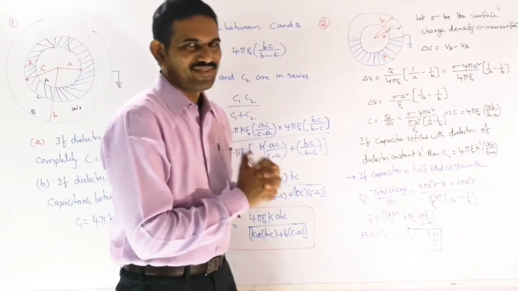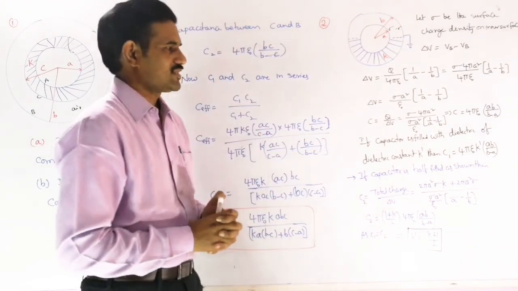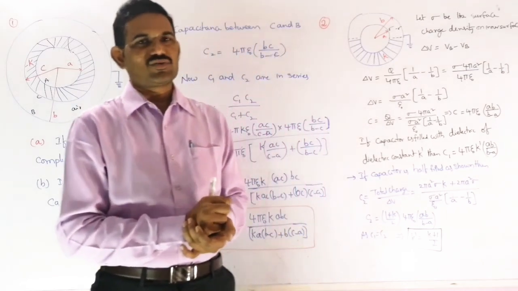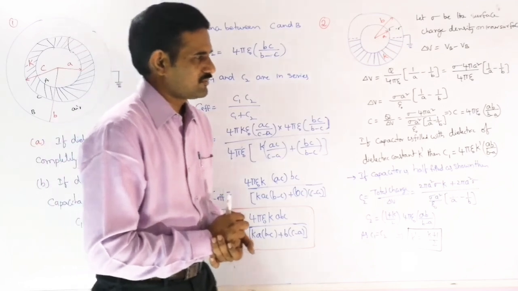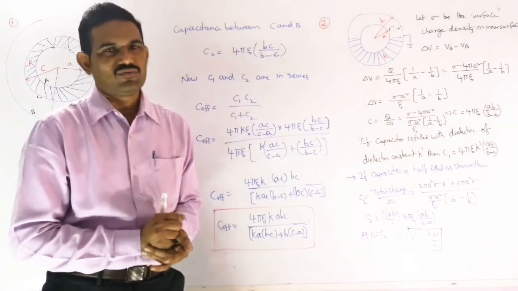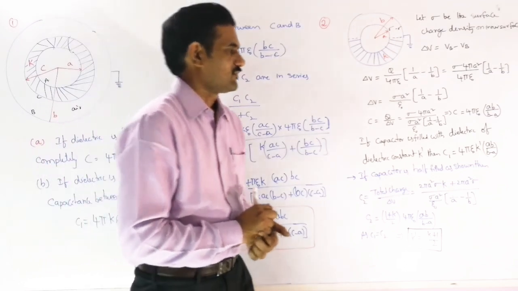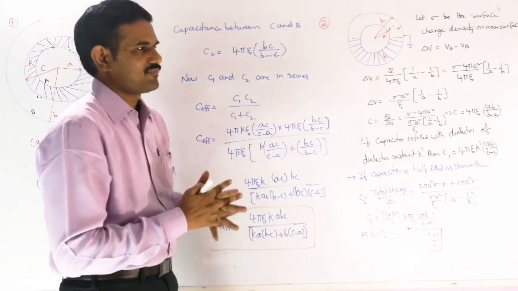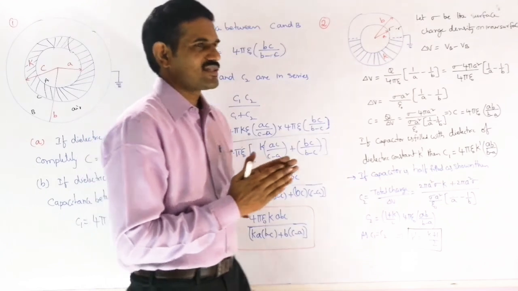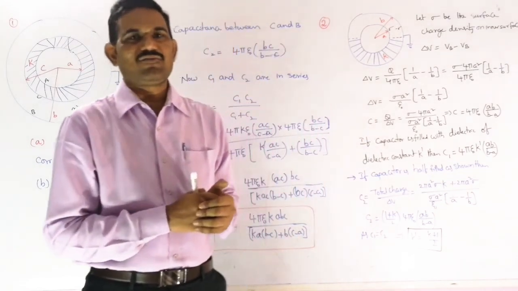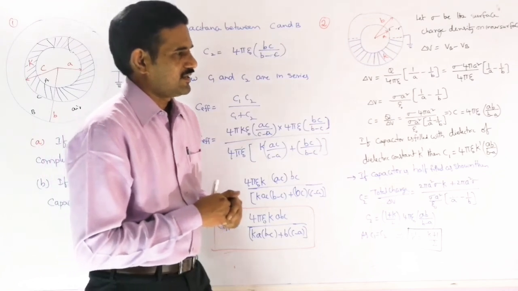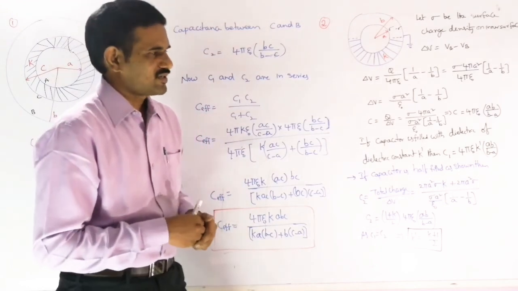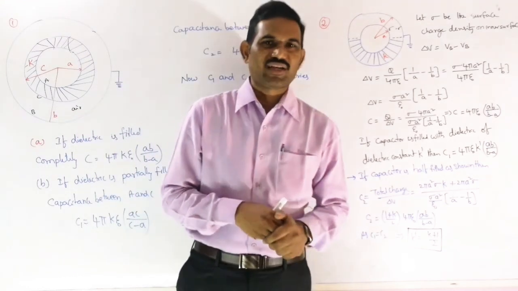If the capacitance of this system is equal to the capacitance of the same system when the space between the shells is completely filled with a dielectric of dielectric constant K dash, then find the value of K dash.